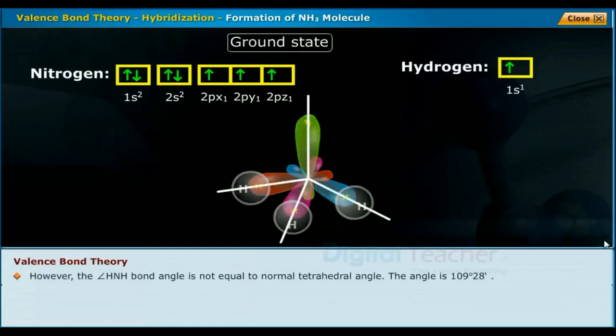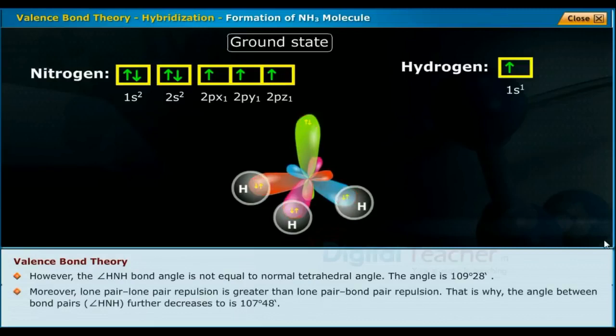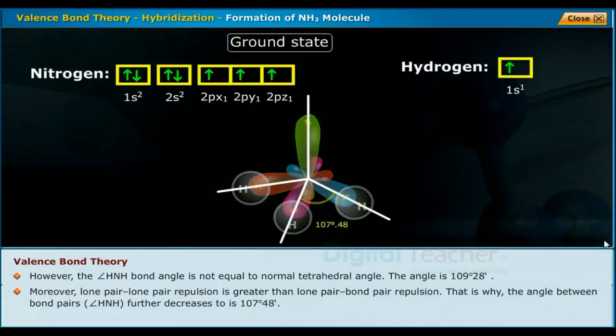However, the H-N-H bond angle is not equal to normal tetrahedral angle. The angle is 109 degrees 28 minutes. Moreover, lone pair repulsion is greater than lone pair bond pair repulsion. That is why the angle between bond pairs further decreases to 107 degrees 48 minutes.